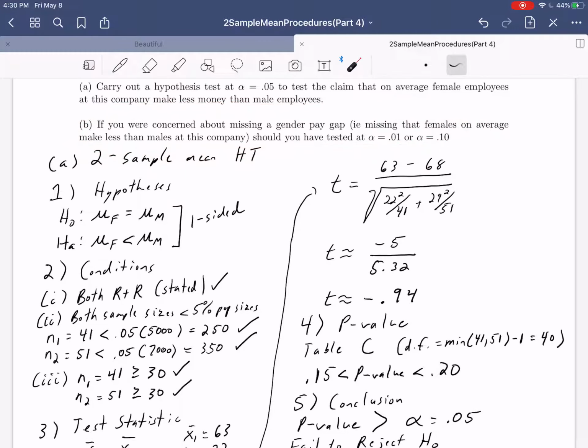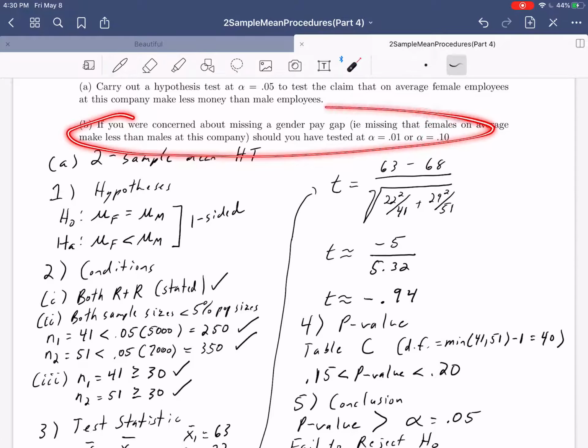Part B is basically saying, if you were really concerned about missing a gender pay gap, which obviously would be a major concern, this would be allowing a company that is underpaying people according to their gender to continue doing that. So you definitely don't want to miss if that is happening. Should we have actually run this test at 0.01 or 0.10? In other words, should we have used a lower or higher alpha?